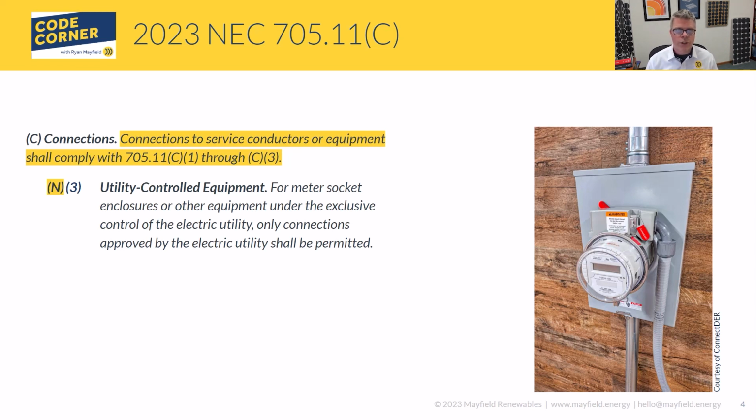So really when we're talking about meter sockets that are under the exclusive control of the utility, you have to get approval from the utility. This is pretty standard stuff. Most utilities are going to go through an interconnection process anyway, and if you wanted to do something like what we're showing on the screen with this meter collar socket, then you would have to get their approval to do that because it's going on the equipment that they own. So shouldn't really be much of a surprise, but it's something that they added specifically into 705.11.